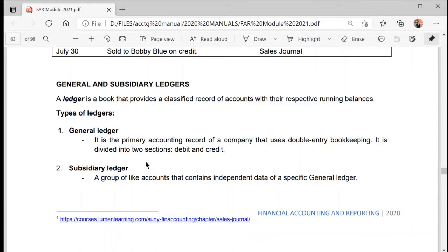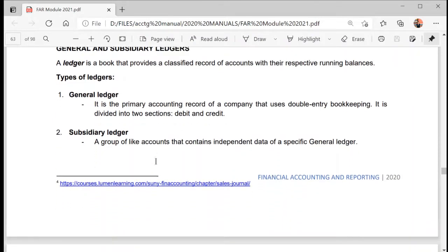The general ledger is the primary accounting record of a company that uses double entry bookkeeping. It is divided into two sections. We have the debit and the credit. Meanwhile, the subsidiary ledger is a group of like accounts that contains independent data of a specific general ledger.